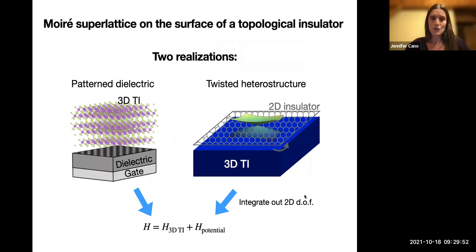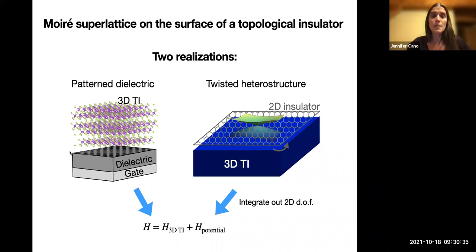And I want to point out that there's two routes to realizing this, which are both actually within the realm of experimental feasibility. So on the left-hand side, here's the idea. You take a 3D TI, that's what this crystal structure is, and you take some kind of dielectric material and punch regular holes in it. That's what creates a superlattice. And then you put your gate underneath that. And so what's shown here is that there'll be some gate voltage, but it will be screened by the dielectric, and all you'll see is some kind of spatially modulated part, and we're going to treat that as being a cosine potential. So that's how we're imagining creating this superlattice potential.